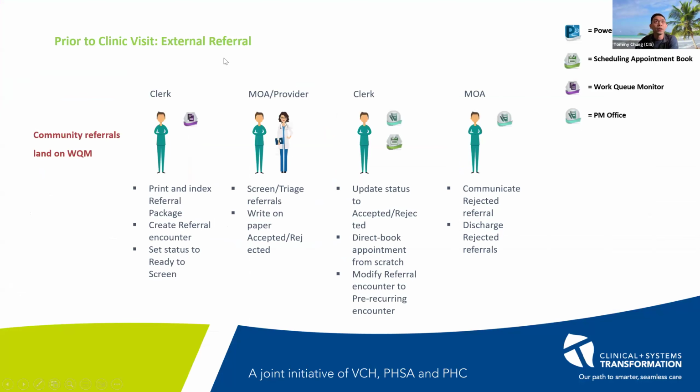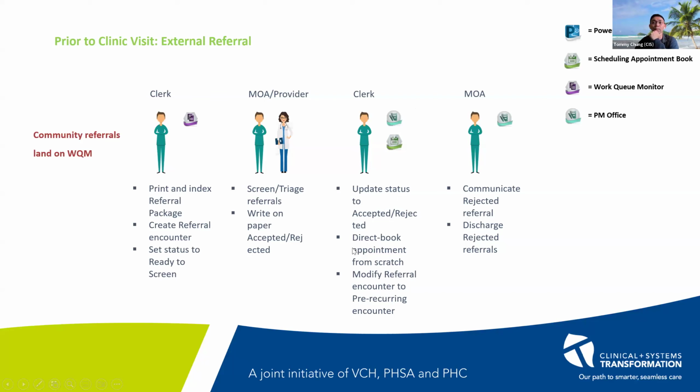Okay, next is our external referrals. So those community referrals land on our QM. Cherry would print those referrals out, index the referral package, create a referral encounter, and set the status to ready to screen. And Cherry would then give you those on paper to screen, and same, you would write on a piece of paper, accepted or rejected with scheduling priority, and then give it back to Cherry. She will update the status to accepted or rejected.